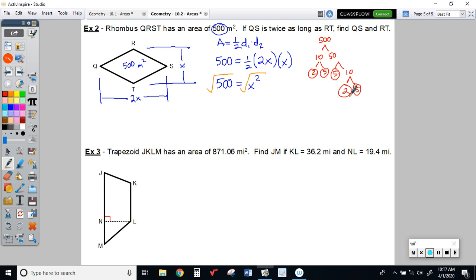And so now I have the prime factorization of 500. That means 500 could be rewritten as, and I'm going to put square root here and square root here, and then write all my factors out. 2 times 2 times 5 times 5 times 5.